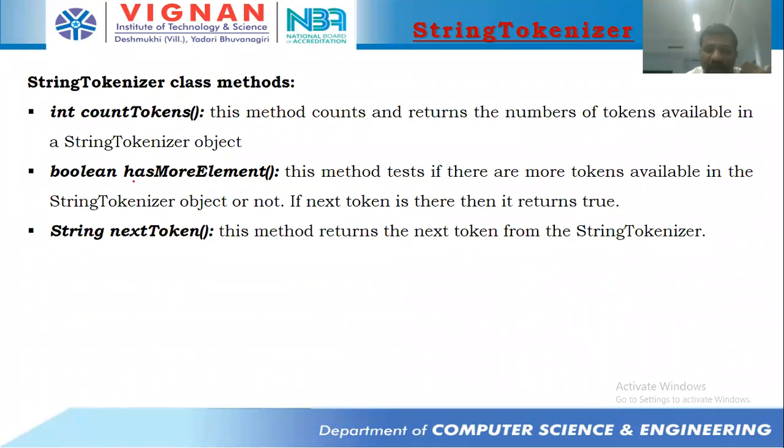So how to access that? Just like an iterator, where we have next, here also we have a method called hasMoreTokens. This method tests if there are more tokens available in the string tokenizer object or not. If a next token is there, it returns true. The nextToken method returns the next token from the string tokenizer. countTokens counts and returns the number of tokens available in a string tokenizer object. Apart from that, many other methods are also available, but these are the important methods of string tokenizer that we are going to use frequently.